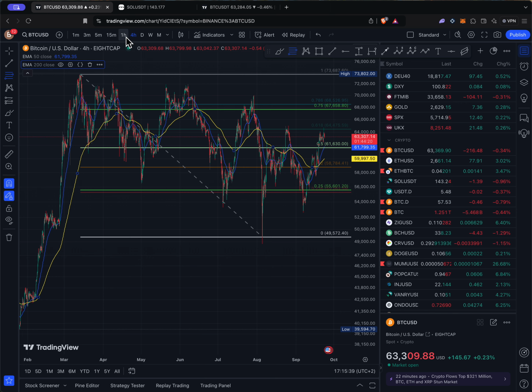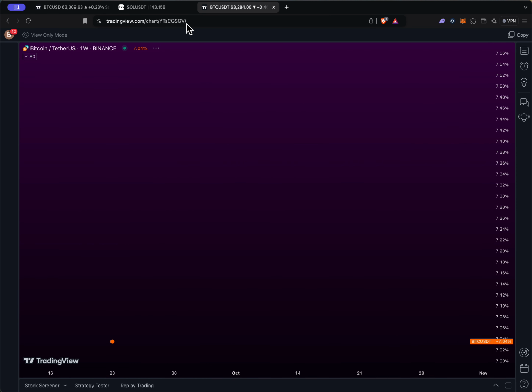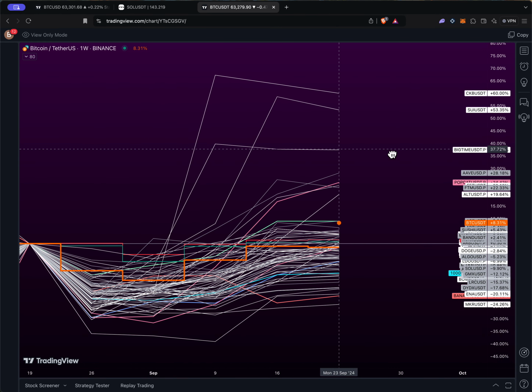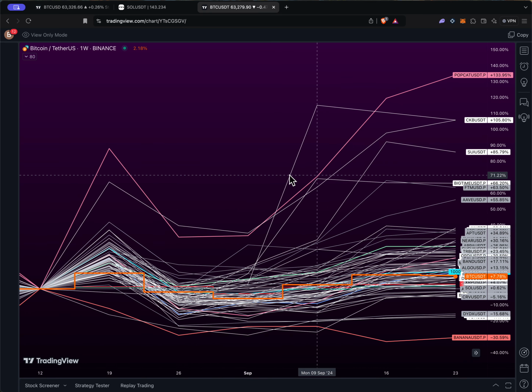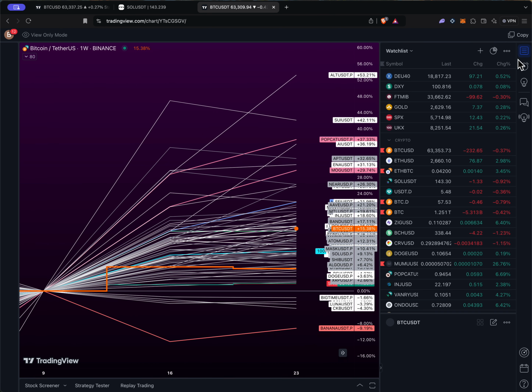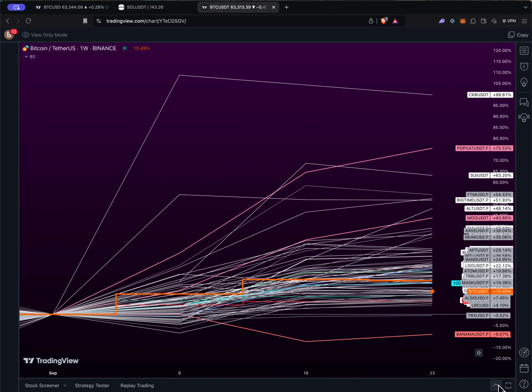Maybe I need to do it like that, no. Normally it's on a lower time frame, and this doesn't help that much to find coins on lower time frames. Let me see if I can manage it. No, because it's only view mode.